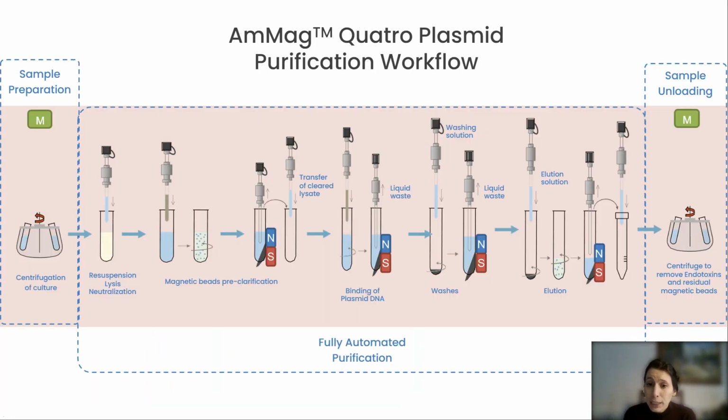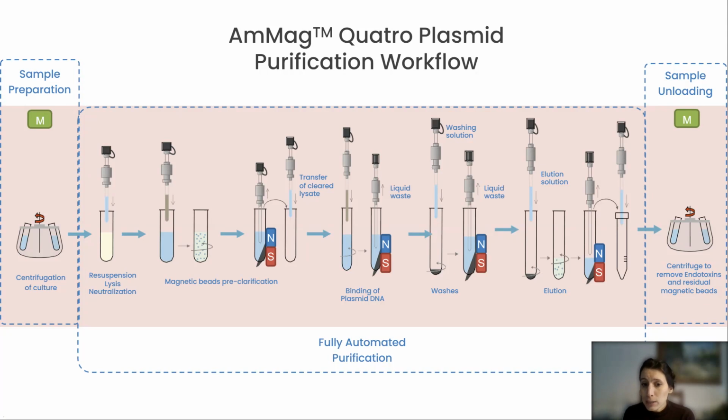Here I have prepared a quick overview of the plasmid purification workflow that is being done on the AmMagQuattro. This is not what the user would be doing. I just wanted to quickly provide an overview of how it works. The very first step is to centrifuge your bacterial culture down. The central section of the slide, where you're seeing a very wide box, is what would be fully automated on the AmMagQuattro. The system is going to take your bacterial pellet, resuspend it, and perform the lysis, the neutralization, all the way to the elution.